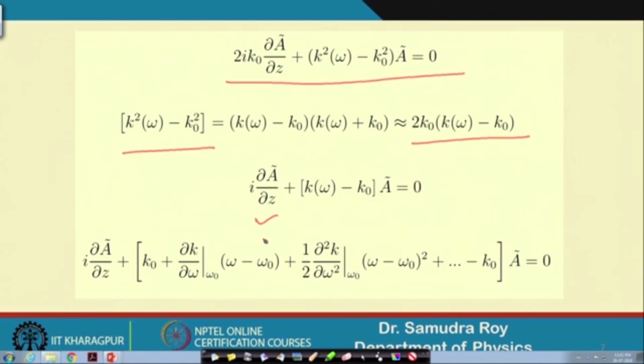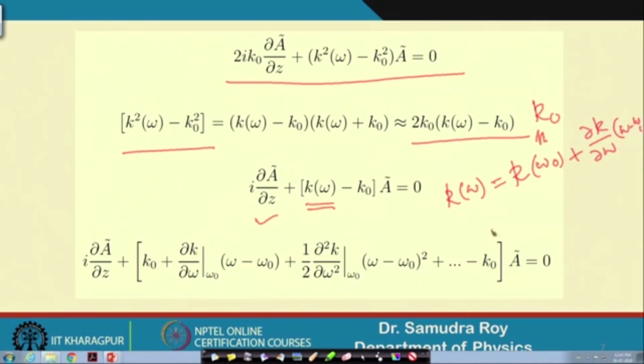After that, we simplify the equation further. k omega is the propagation constant at frequency omega. So, I can expand this around the central frequency omega 0. In this Taylor series expansion, k omega is simply k 0 plus higher order terms. If I write k omega, I can write it as k at omega 0, which is our notation k 0, and then the higher order terms: dk d omega multiplied by omega minus omega 0, plus so on. It is written here.